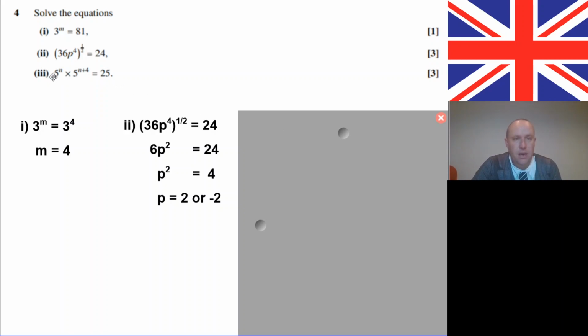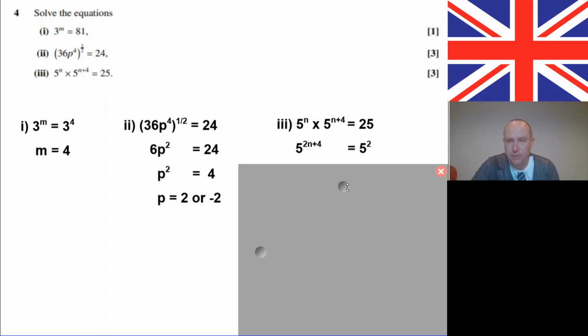Okay, last one. These have a base of 5, this does not, but I noticed that 25 is 5 squared, so that's clearly important for this question. And that's the first thing I'm going to do. I'm going to rewrite this as 5 squared. Now with exponents, remember when you're multiplying, you add the exponents together. So n plus n plus 4 is 2n plus 4.